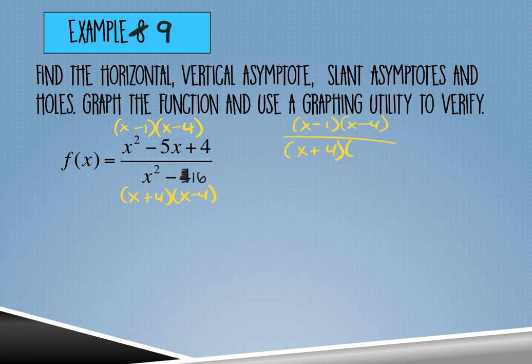So before I cancel anything out, I would find my domain. Again, before you cancel out. So domain is the same as last time. It is that x cannot equal, oh no, it's not the same as last time. Sorry, I changed the denominator. x cannot equal 4 or negative 4. So it'd be negative infinity to negative 4, negative 4 to 4, and 4 to positive infinity.